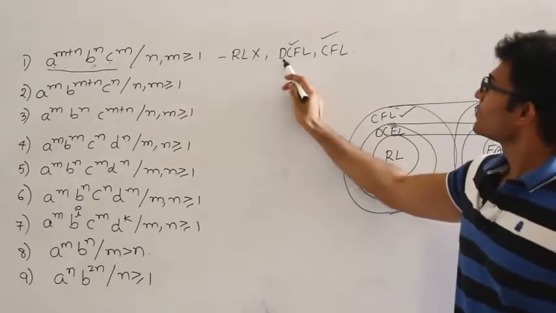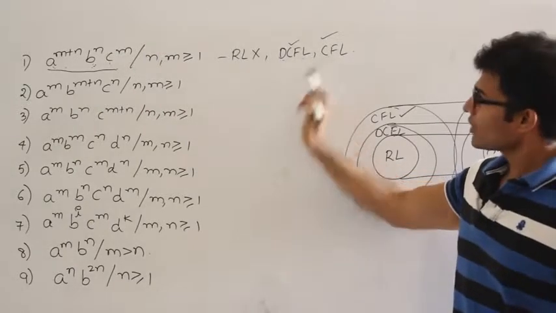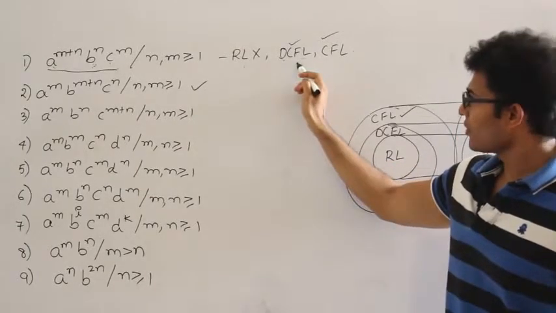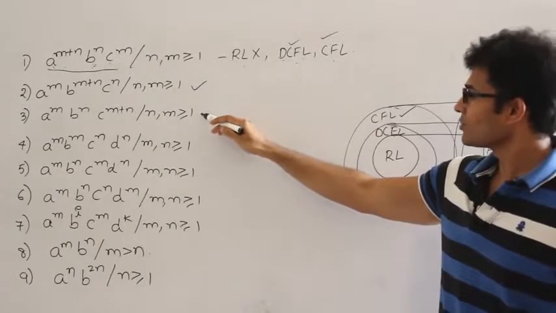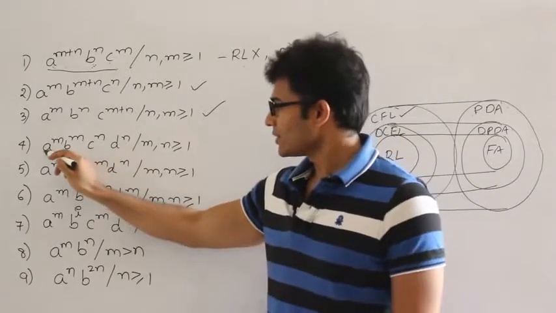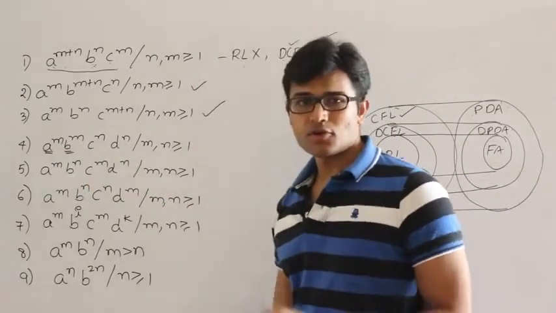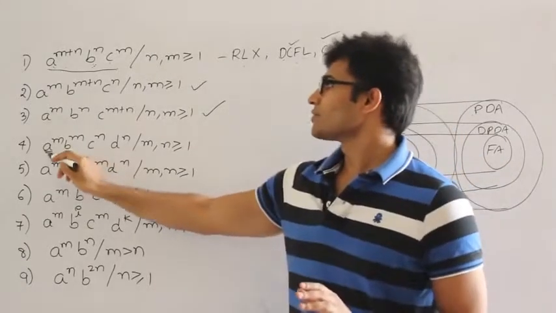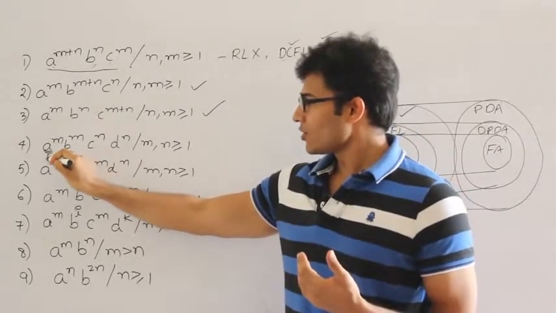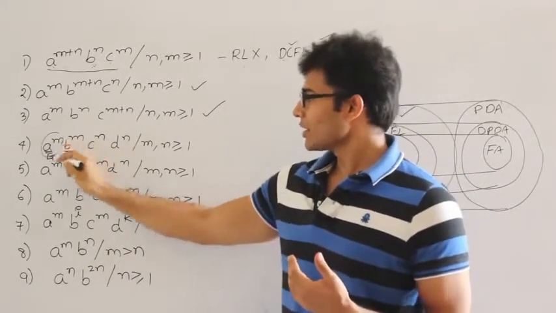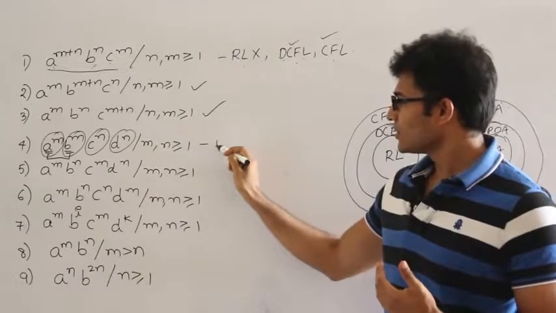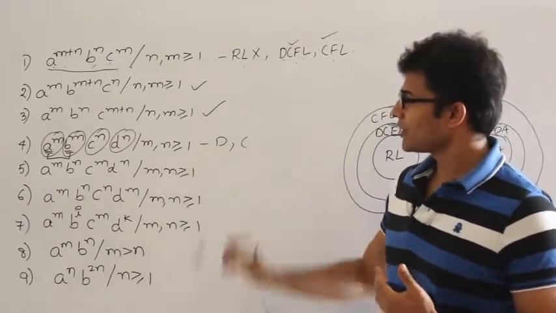So if a language is deterministic context free, it is definitely context free. The same is true with this. It is not regular, it is deterministic context free and also context free. Same with this. Here also, this is not regular, because a's have to be stored and compared against b's. But it is a deterministic context free language, because we know what to do with a's: a's have to be pushed and b's popped, c's pushed and d's popped. Therefore this is deterministic context free as well as context free.